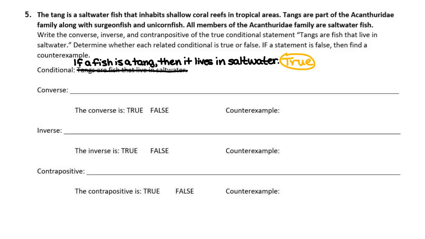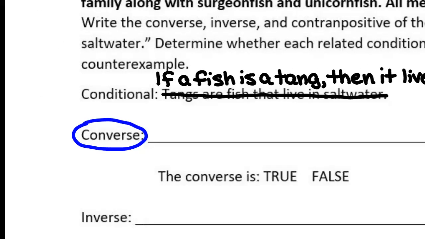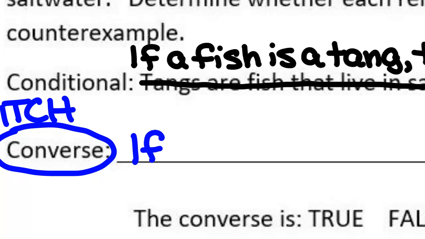All right, so the converse. What do we do for the converse? Look up at the top of the page if you need a reminder. We switch. So instead of if a fish is a tang, then it lives in salt water, what happens if I switch my hypothesis and my conclusion? Not my if-then. My if still stays at the beginning. My then still stays in the middle. Yes, that's perfect. If a fish lives in salt water, then it is a tang.